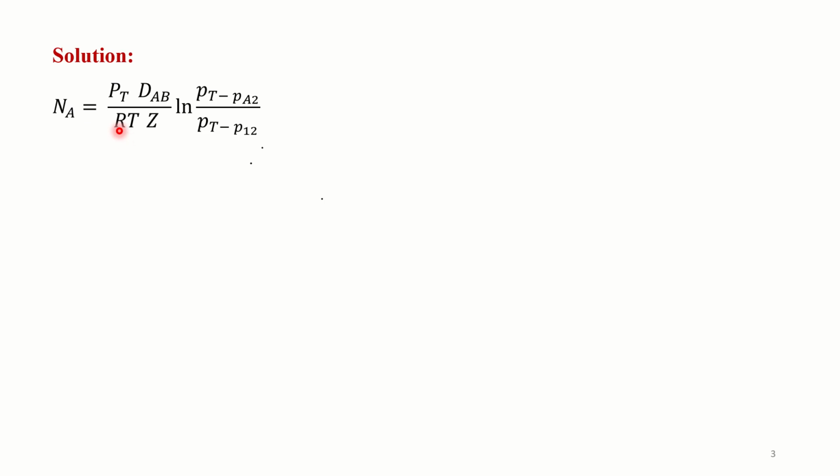Then R, that value will not be given in the problem. You are supposed to remember the value of R. There are various values of R with different units. And here I am going to use the value of R as 0.08206 meter cube atmosphere per kilomole Kelvin. Then T, absolute temperature, that is in terms of Kelvin.